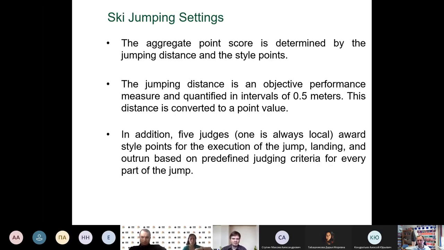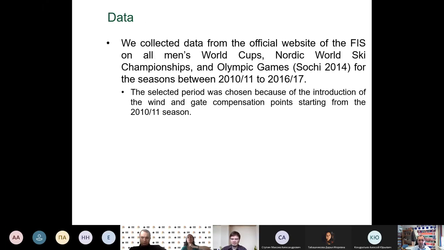So I think I will skip the ski jumping settings. I think most of you know. They just jump, they calculate distance plus scores of referees. That's more or less what you need to know.